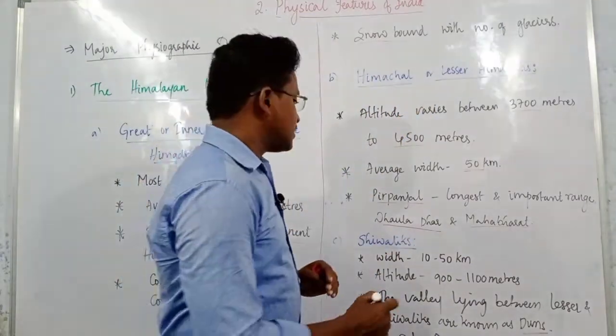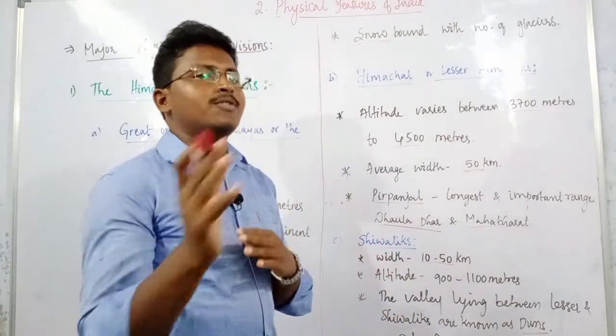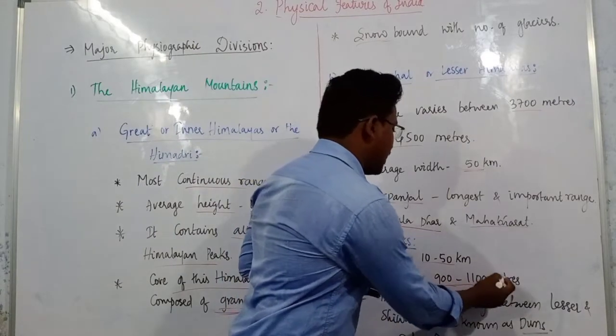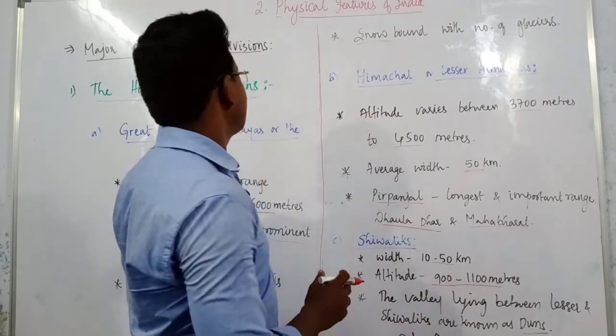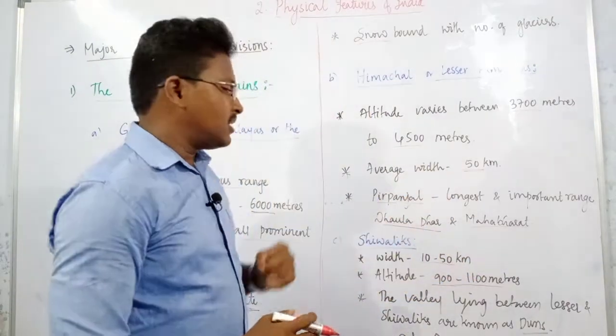The width of this Shivaliks varies from 10 to 50 kilometers, and the average altitude ranges from 900 to 1100 meters. Compared to the Himachal as well as the Great Himalayas, the average height in the Shivaliks is very much lesser.